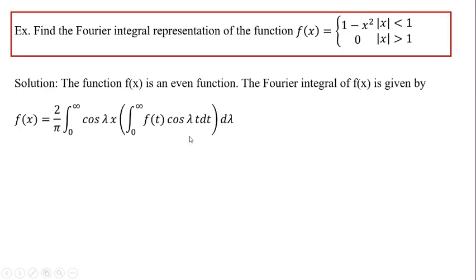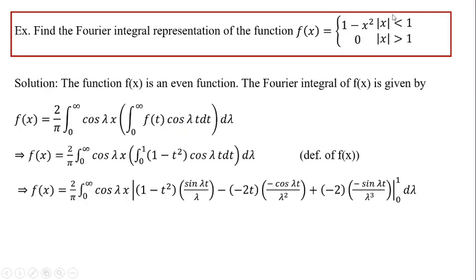Now what is the value of f of t here? We know very well, according to definition, this is the value when x takes the value between minus 1 to 1. But in an integral, the limit is from 0 to infinity. So minus 1 to 1 range will get covered within 0 to 1. So for 0 to 1 only, the f of t will exist, and that will be nothing but 1 minus t square according to the definition of the function f. Whereas all other will take the value 0. So we will have this term only.